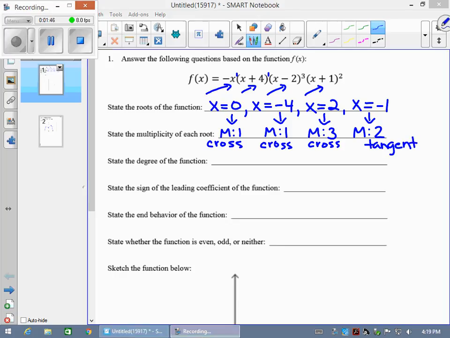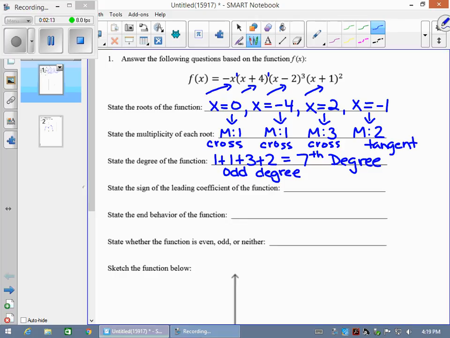Now if we want to talk about the degree of the function, one way to do this is to take the multiplicities and add them up. So I have a multiplicity of 1 plus 1 plus 3 plus 2, which would give me a degree of 7. So this is a 7th degree polynomial. Okay, and that also tells me that the degree here is odd. So I'm going to also note odd degree.